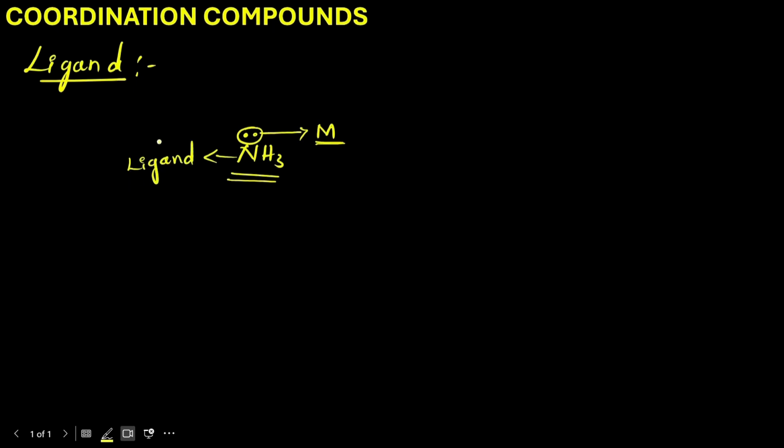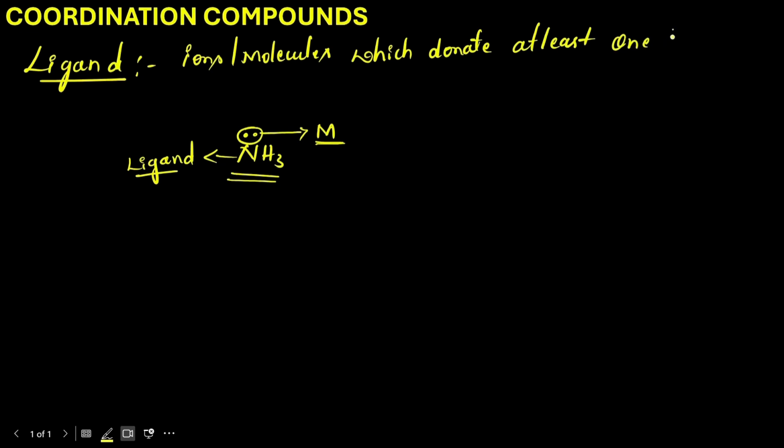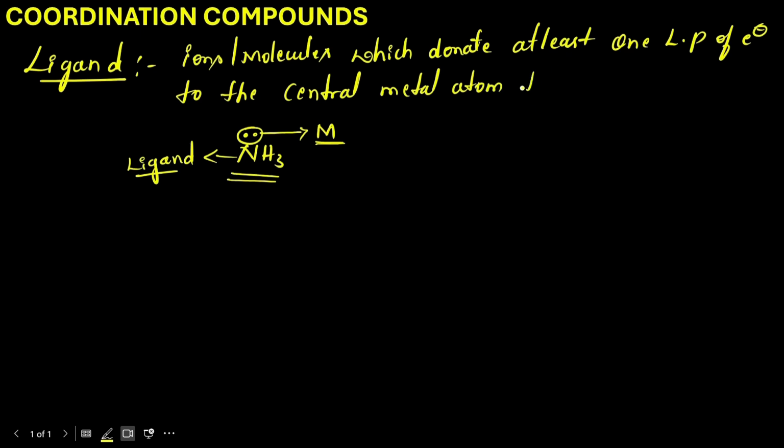We will define what a ligand is. Ligands are ions or molecules which donate at least one lone pair of electrons to the central metal atom to form a coordinate bond.